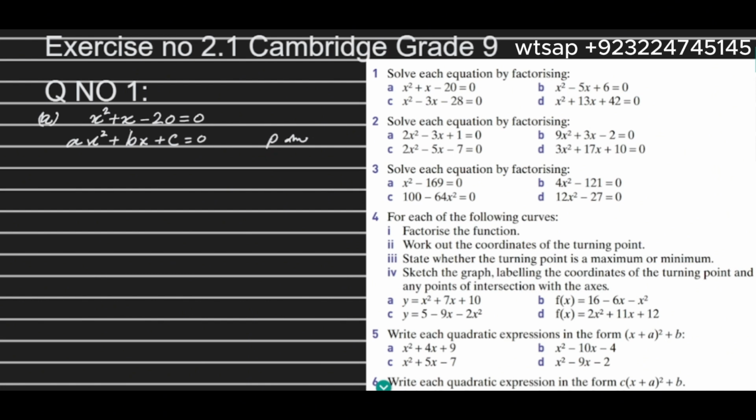If we add p and q, then this should be equal to b, the midterm, with its sign also. And their product pq should be equal to the product of the extreme values a and c. Now we find the two terms; we break the midterm. Here it is 1.